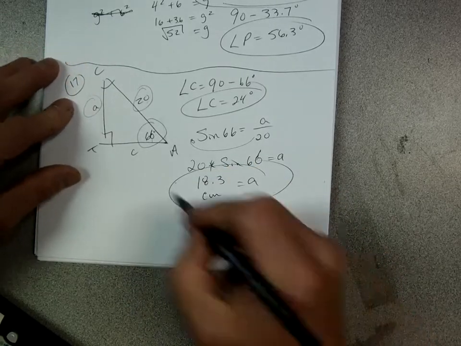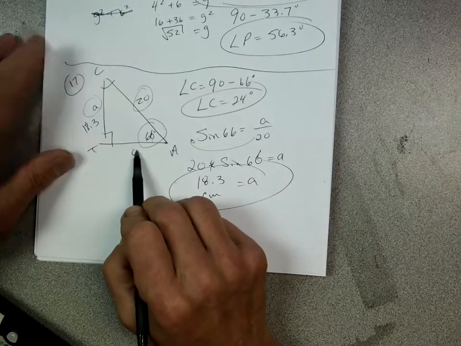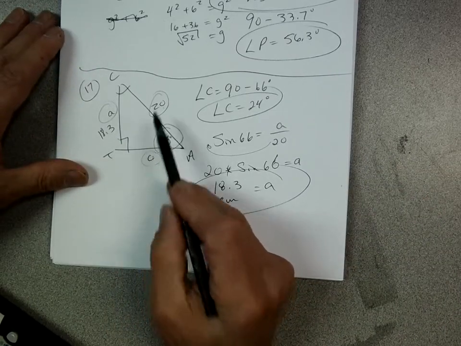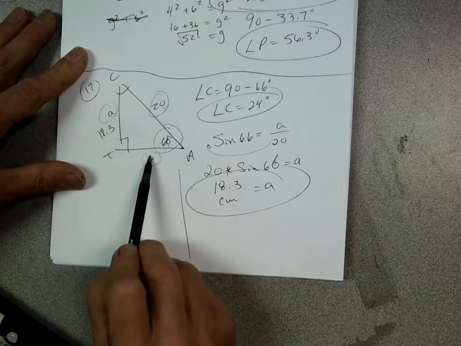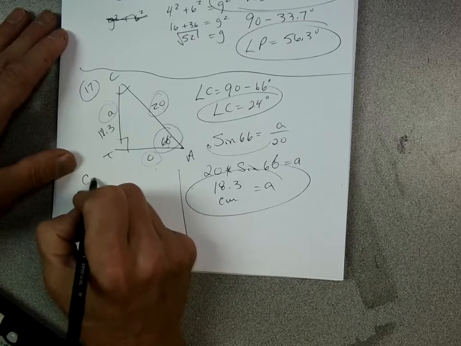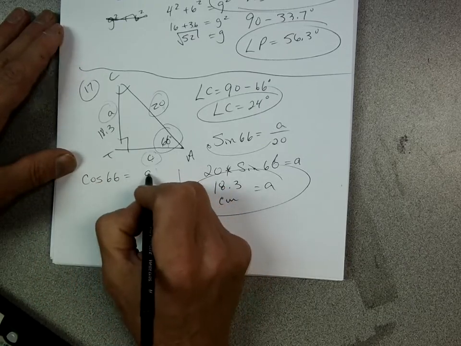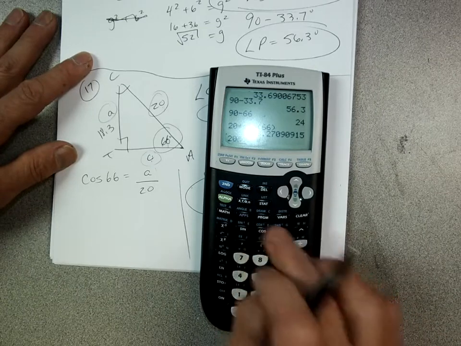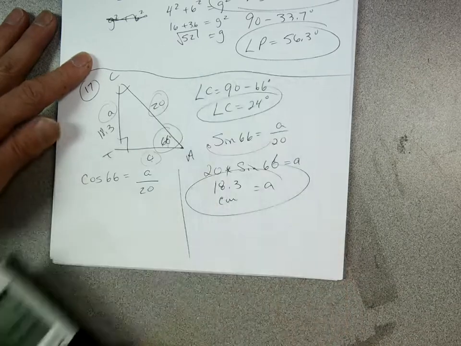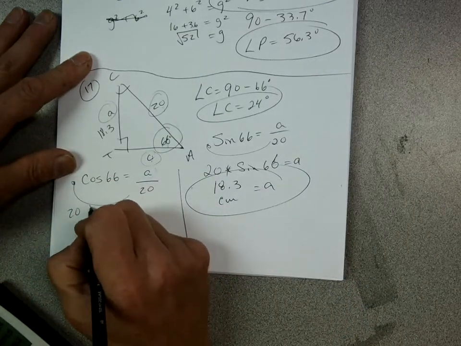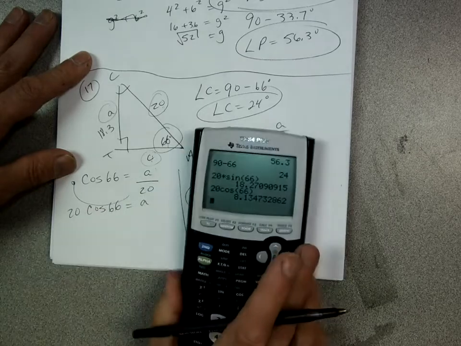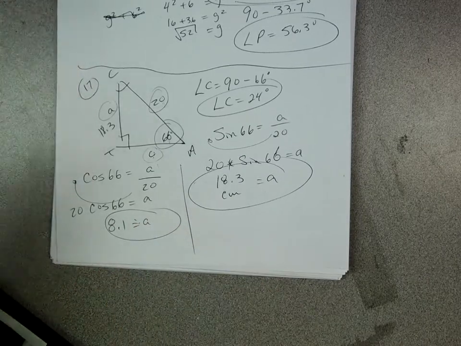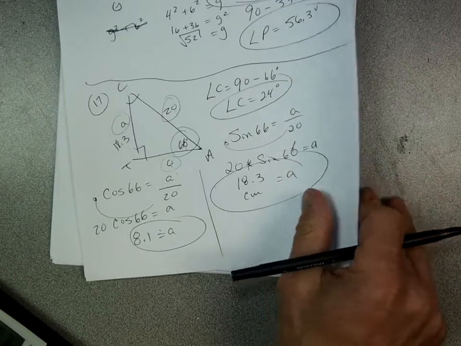So then you've got two choices: either Pythagorean theorem to find little c, or just use right triangle trig again. I'm just going to use trig. Believe it or not, it's faster. I'm going to use cosine, adjacent over hypotenuse. Cosine 66 is equal to my adjacent, which is little c, over my hypotenuse, which is 20. So 20 times cosine of 66, and I used my calculator, about 8.1 for little c. And again, if you had used the Pythagorean theorem, you would have gotten the same answer. I just think it's easier to do it that way. Okay, we're getting there, aren't we?